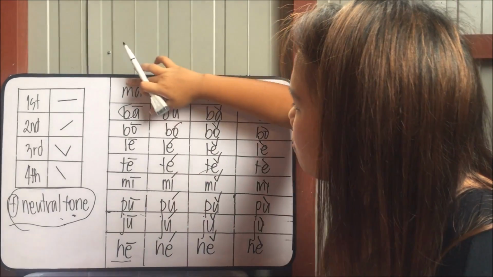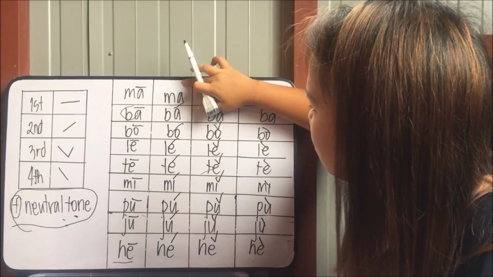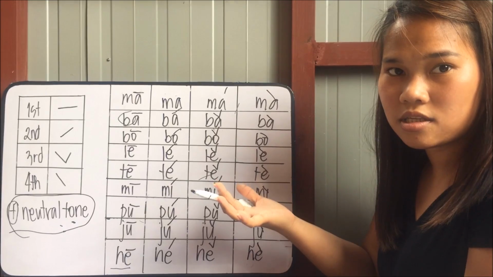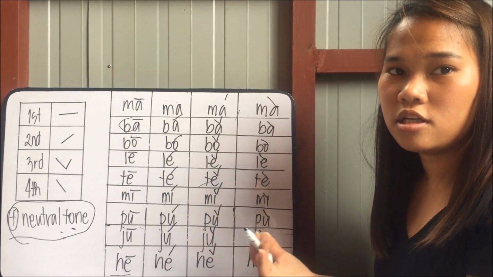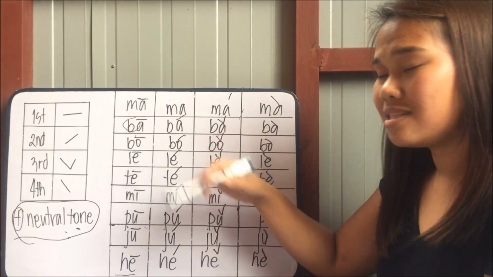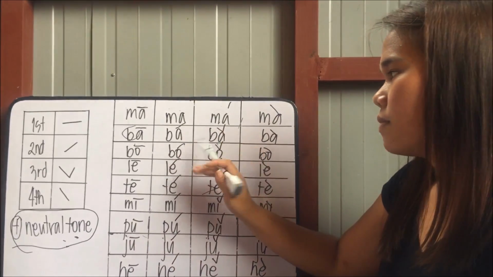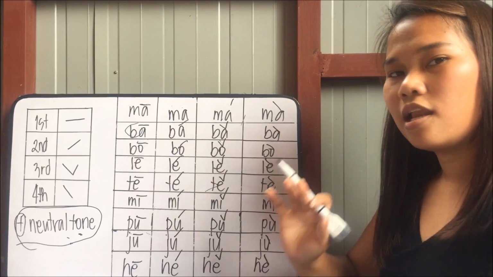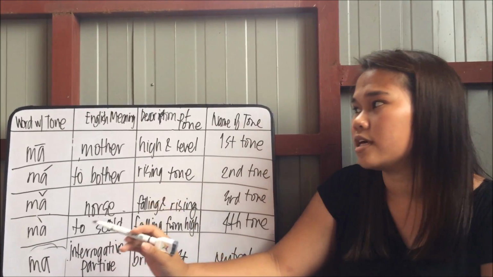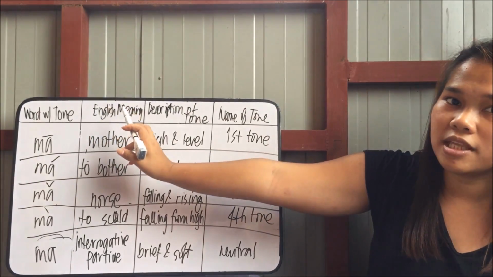If we're going to remove the marks above this one, it should be read as ma. It doesn't have any tone. It doesn't have any pitch contour. It should be ma. It is as quick as that. Ma, pa, po, le, te. It is like that. I have here a table showing the word with tone, the English meaning, the description of the tone, and the name of the tone.